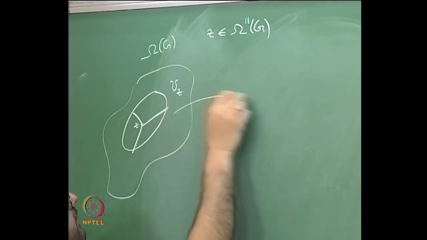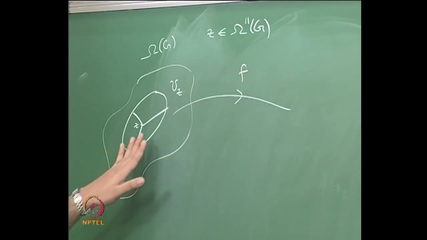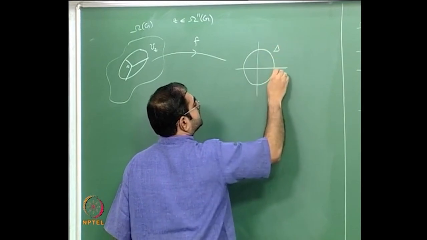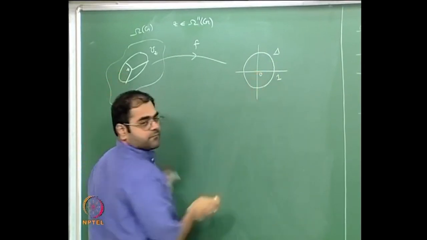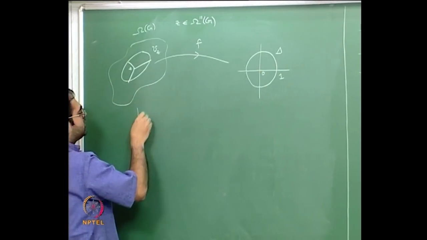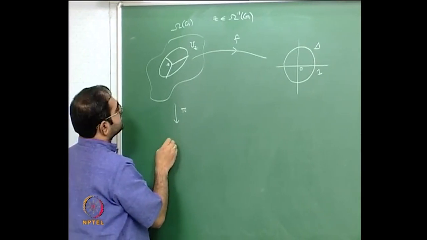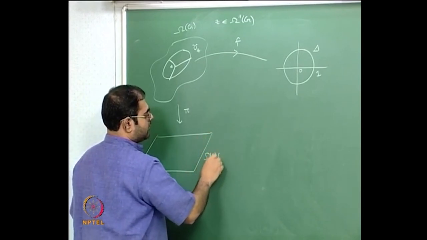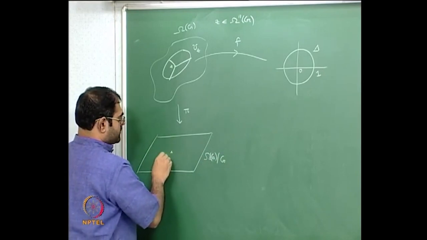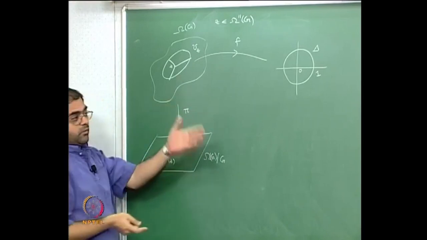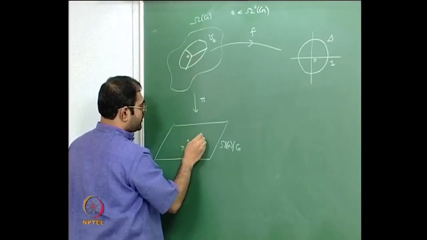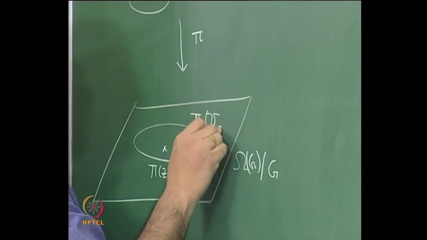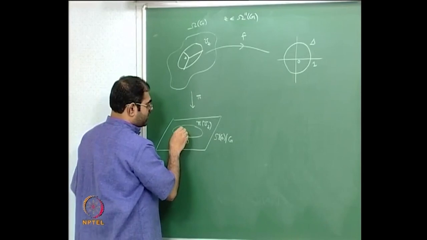And there is this holomorphic isomorphism f of this neighborhood with the unit disk delta, okay, with of course z going to 0, alright. And I have the quotient map pi, and I am essentially trying to look at this space here, which is omega of g mod g quotient. I am looking at this point pi of z, okay. And of course you already know that pi is an open map, so pi of u z is going to be an open set. It is going to be an open neighborhood of pi of z, alright, okay.